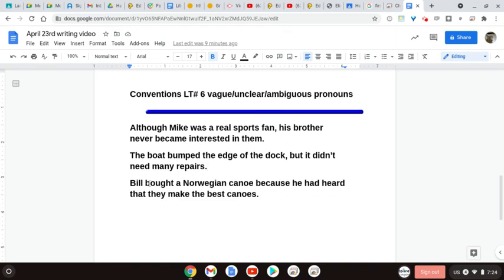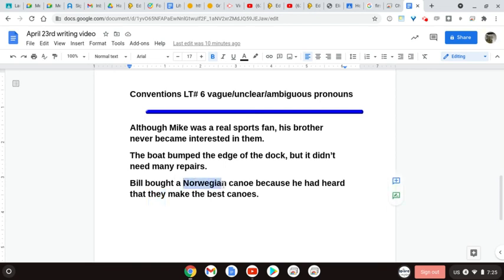And the last vague, unclear, and ambiguous pronoun is in the final sentence. Bill bought a Norwegian canoe because he had heard that they make the best canoes. Which pronoun is vague, ambiguous, or unclear in this final sentence? The correct response is the word they. And here's why. Just like in the first rule here, there is no antecedent.